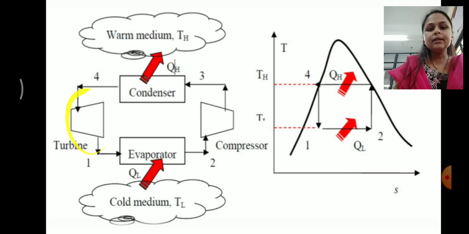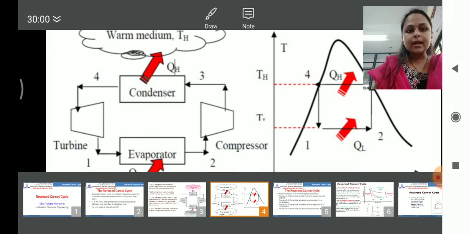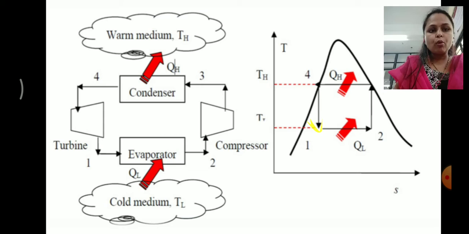And in the turbine what happens? We can see in this line from 4 to 1, what happens? There is a decrease in temperature from TH to TL, and if you draw a straight line on the entropy curve, then we can see only 1 point we get. It means entropy is constant in the turbine.